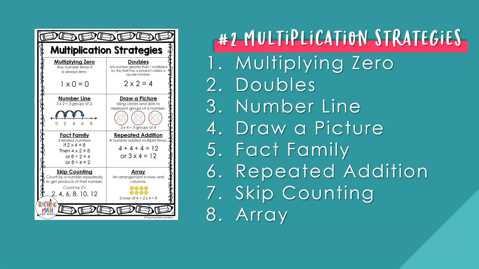Number 7, skip counting. Students count by a number repeatedly to get the products of that number. So when we count by 2s, we count 2, 4, 6, 8, 10, 12, and so on. And number 8, an array is an arrangement in rows and columns. So here are 2 rows of 4, which equal 8, which can also be written as 2 times 4 equals 8.